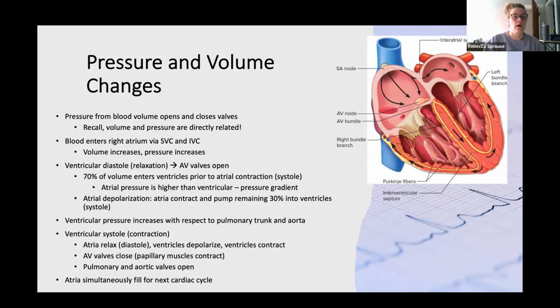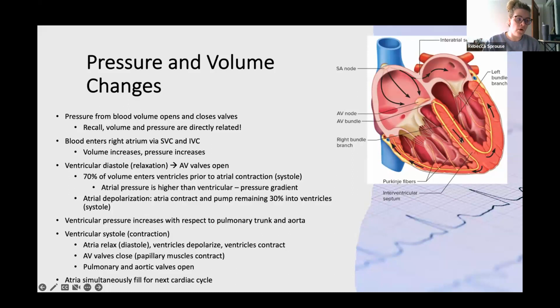Something else to note on this is that as those ventricles are filling, they are forcing these AV valves shut. And so that's important because when these ventricles contract, we don't want these valves opening, right? We want the valves opening to the pulmonary trunk and aorta. So not only does that pressure force closed the AV valves, but it's also going to open up our semilunar valves.